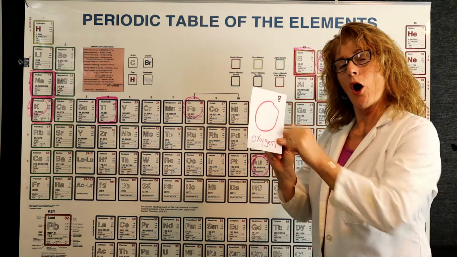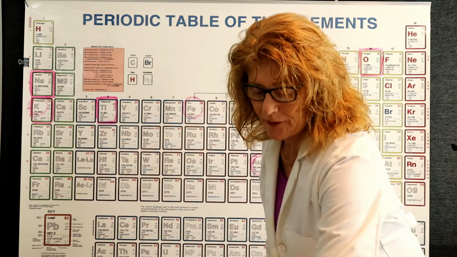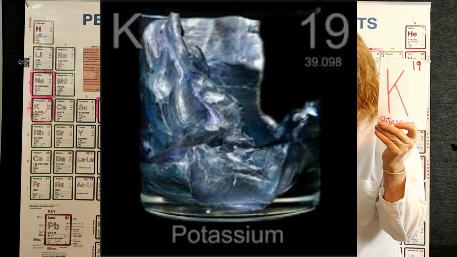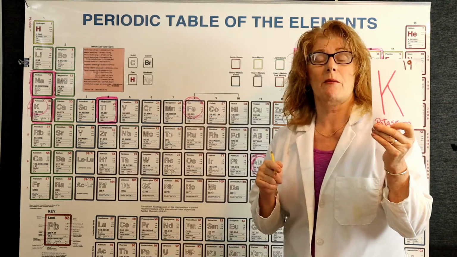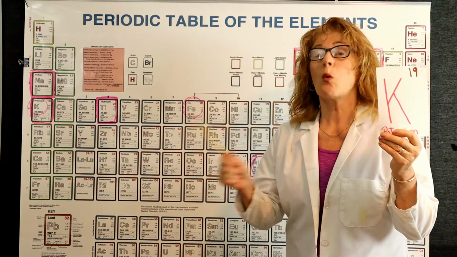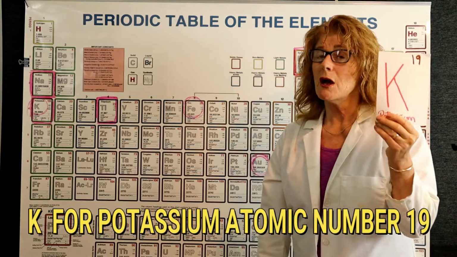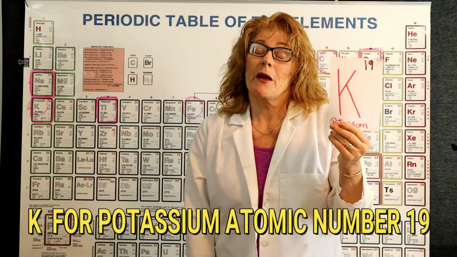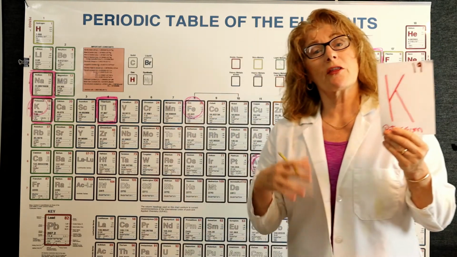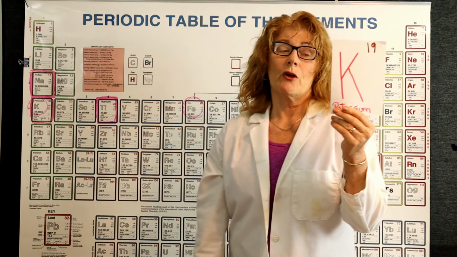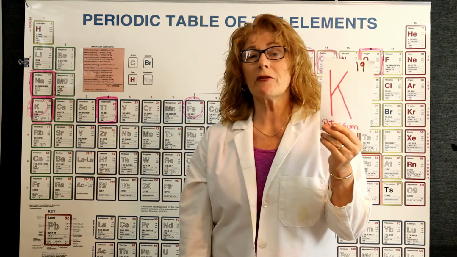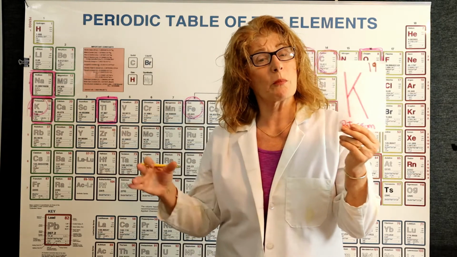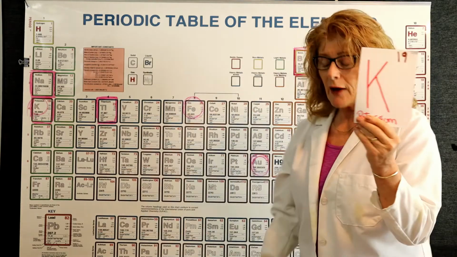So we got OO, and then we have K. K doesn't match, and you'll notice that some of the elements don't match what their symbol is. Potassium is one of those. Potassium is K, and this has to do with the Latin words for it. So for this one and about 11 other elements on the chart, the actual symbol does not correspond to what it is. So potassium is kind of interesting.